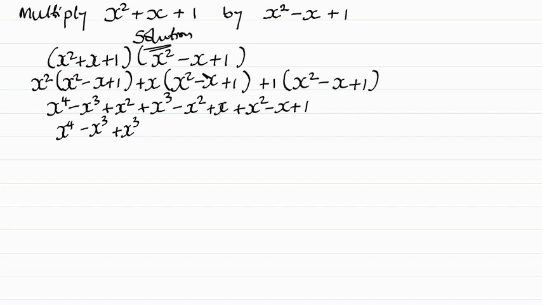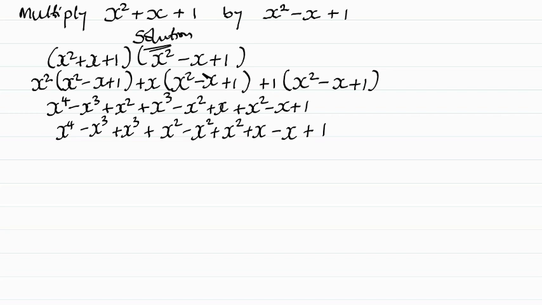Since we're done with x raised to power 3, next we move to x raised to power 2, and we have plus x squared minus x squared plus x squared. All right. Next we have plus x minus x plus 1.